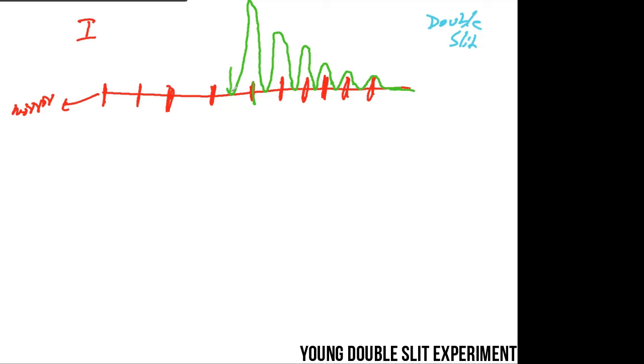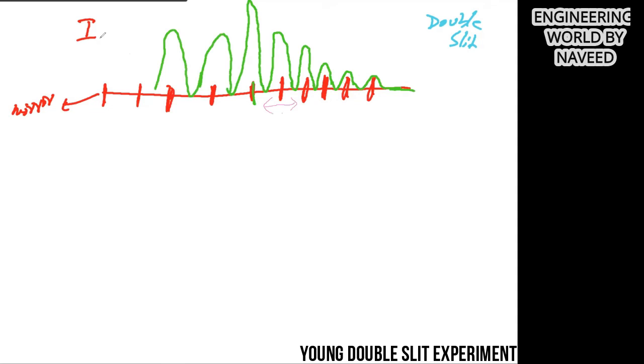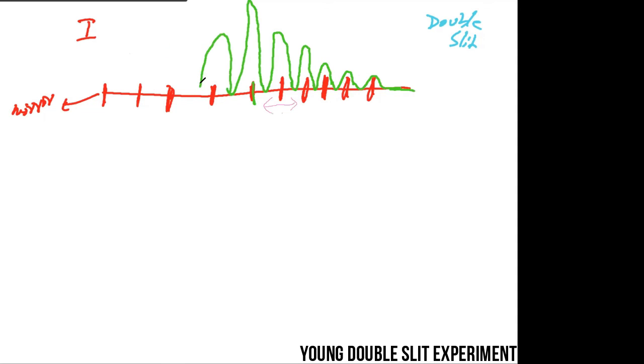I have a question. Does the width decrease? This is the width. Does it decrease? No, it remains the same. If it's a diffraction grating, the width will change. If it's a double slit, it will stay the same. We will discuss that later on.